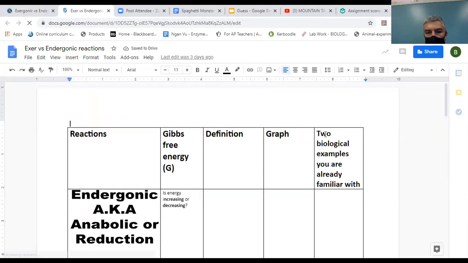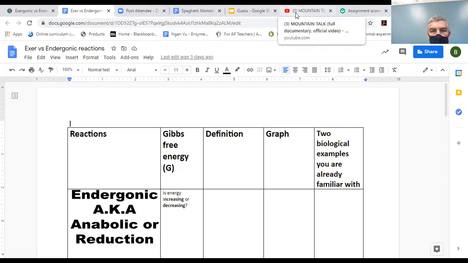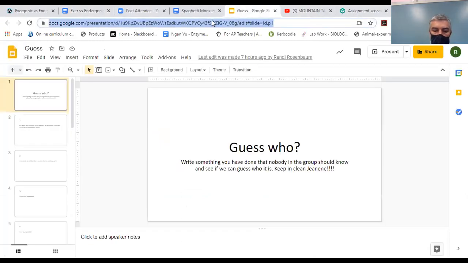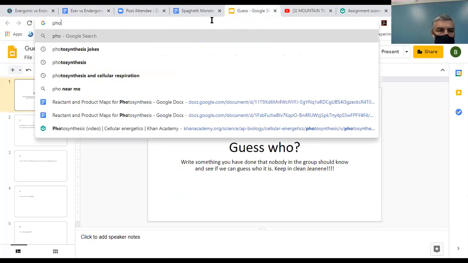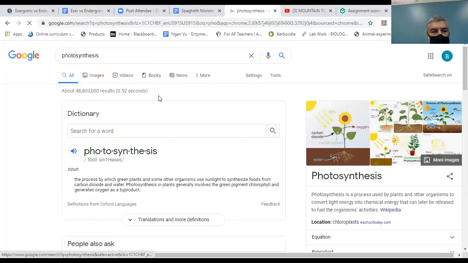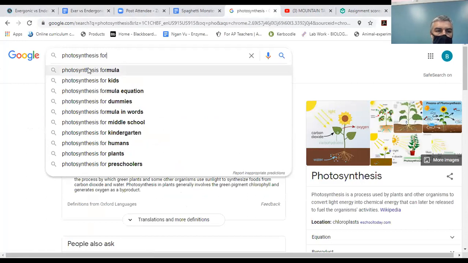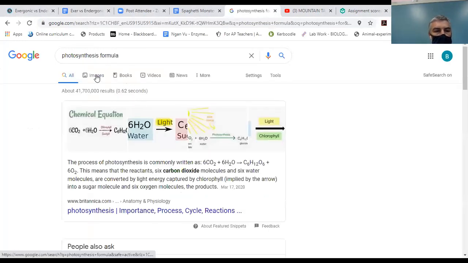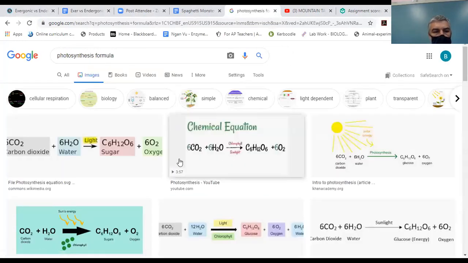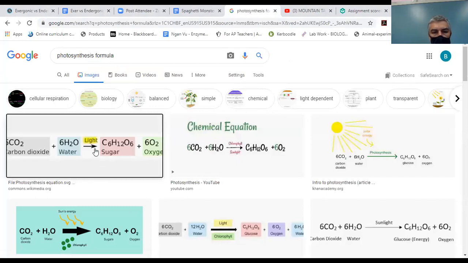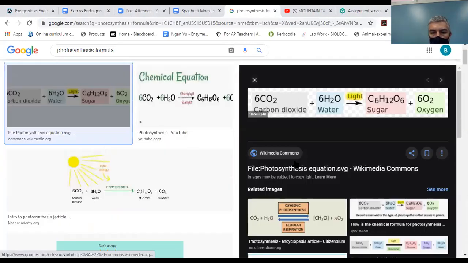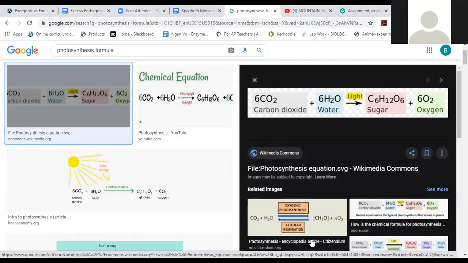You just tell me what they are. Just two biological examples. You just say what they are, and as long as they're endergonic or exergonic reactions, I'm okay with that. Let me look up photosynthesis. Let me do the formula. Let's take a look at it. Here we go. We'll use this one. All right. Can you see it, or do I need to switch screens? No, we can see it.